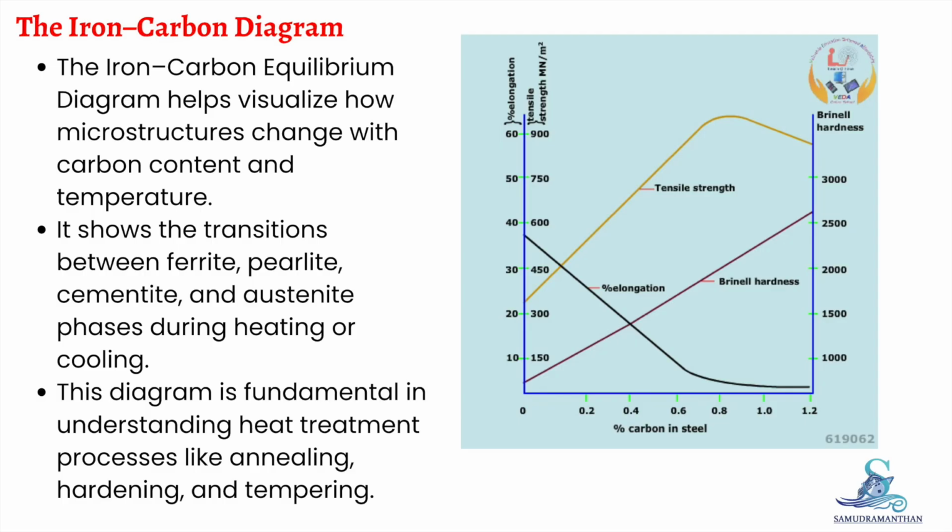The iron carbon diagram. The iron carbon equilibrium diagram is the foundation of steel metallurgy. It shows how microstructures change with carbon content and temperature. By studying this diagram, we understand how ferrite, pearlite, cementite, and austenite form and transform during heating and cooling. This knowledge is essential for understanding heat treatment processes such as annealing, hardening, and tempering. Every marine engineer should be familiar with this diagram because it directly relates to material performance in machinery components.